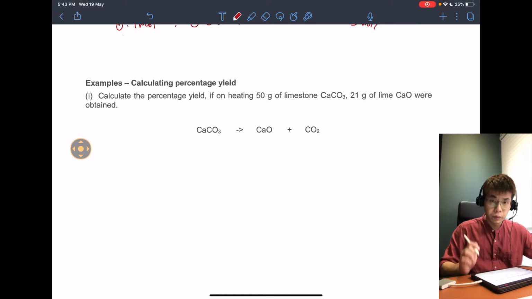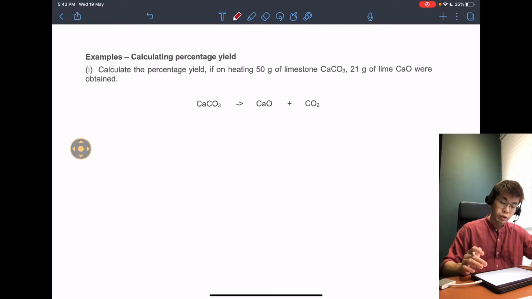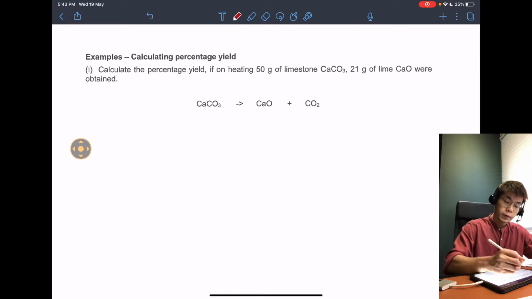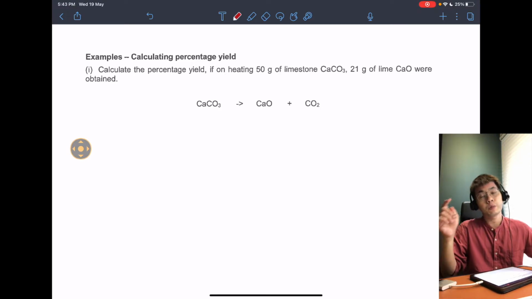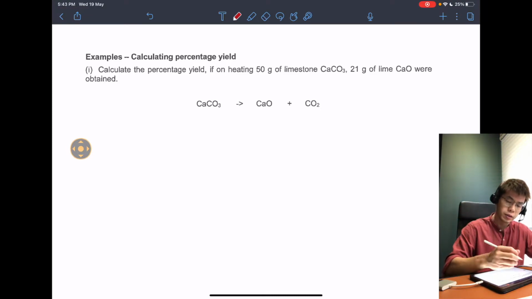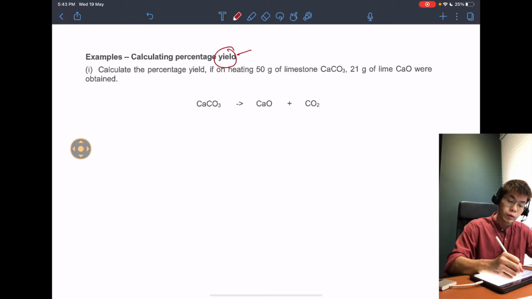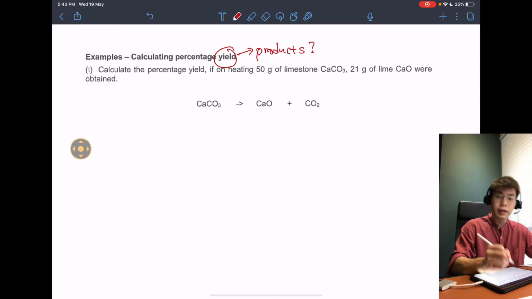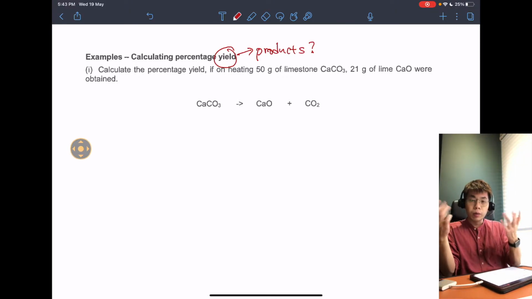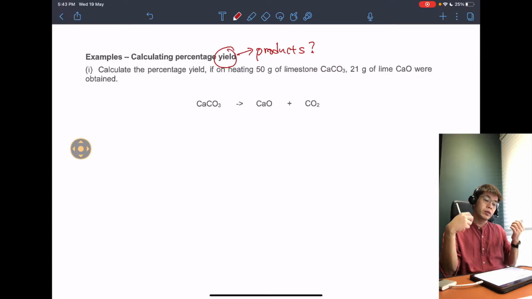Alright, so now we are looking at percentage yield. Please make sure you do these questions before you watch this video. Just now we said that for percentage purity we are looking at reactants, while for percentage yield we are looking at products, because we can calculate that we assume we get this amount of product, but then actually we get less.